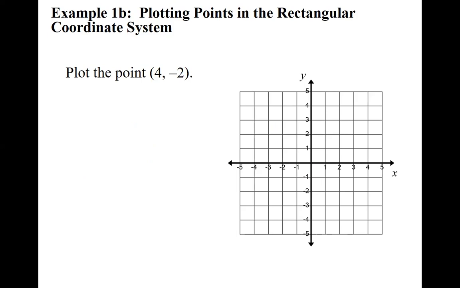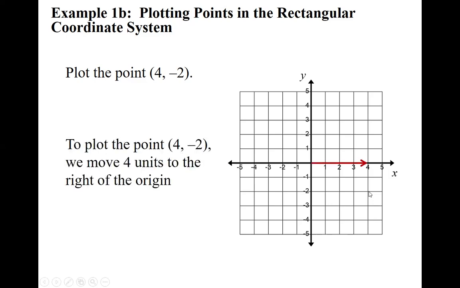Let's plot the point 4, -2. The x coordinate is +4, so that tells us to go right 4 on the x-axis. And then the y coordinate -2 tells us to go down 2. So from +4 on the x down 2 to this point right here.